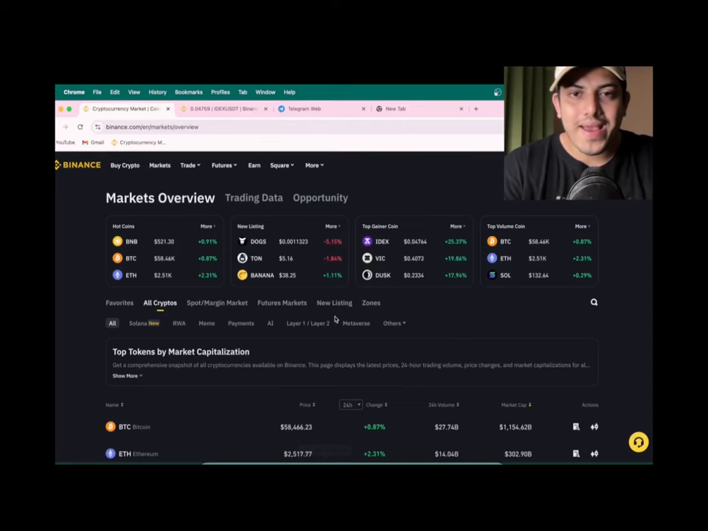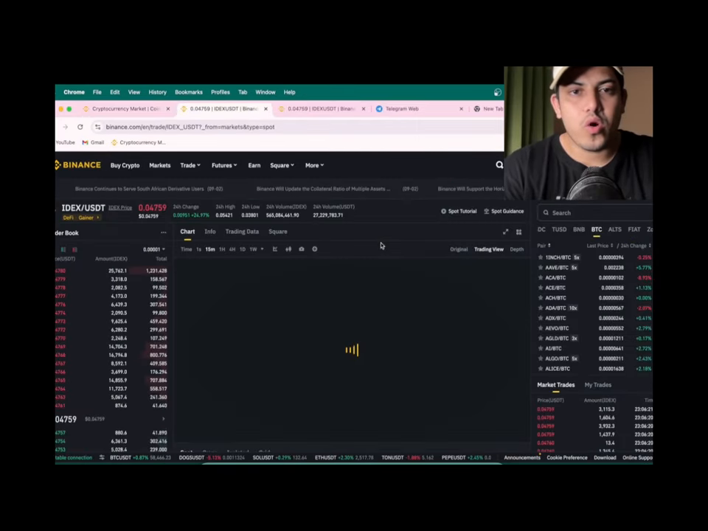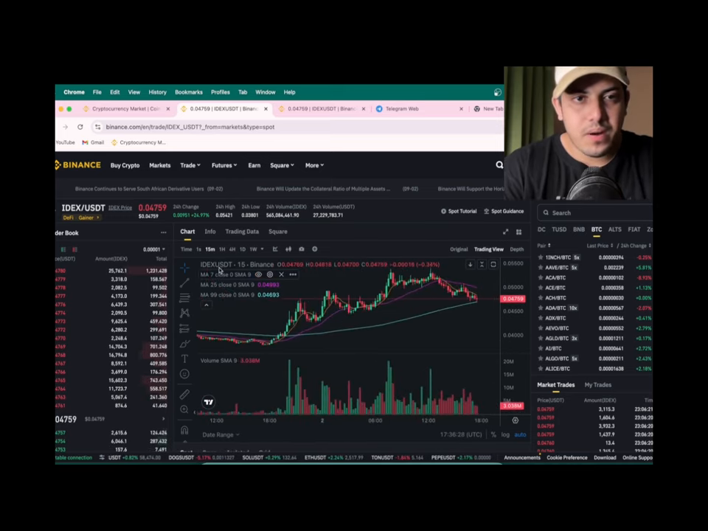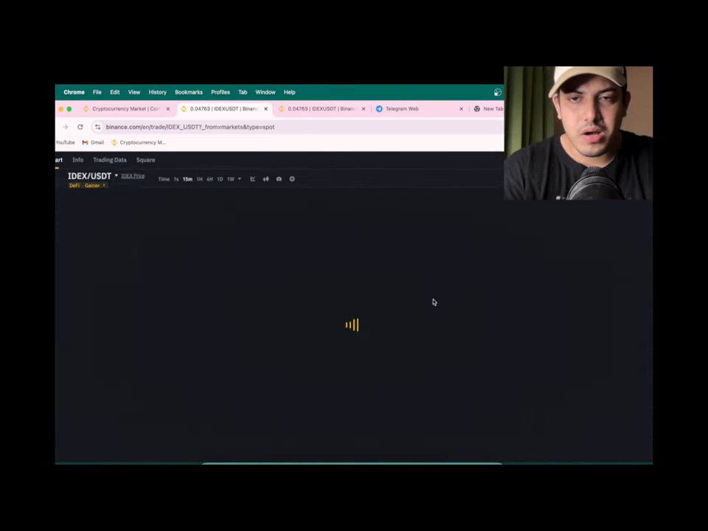Is it worth buying IDEX? Let's figure it out, what's in the chart. In the last 24 hours, price pumped a lot, over 25%. It's coming down again, man.